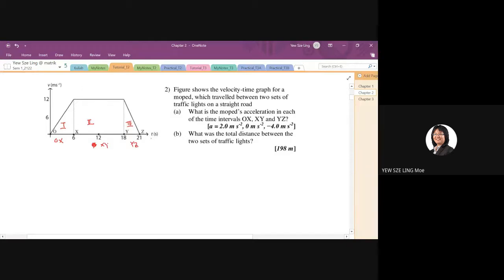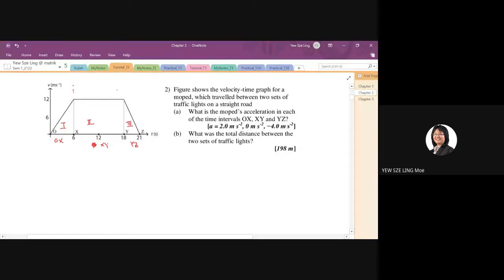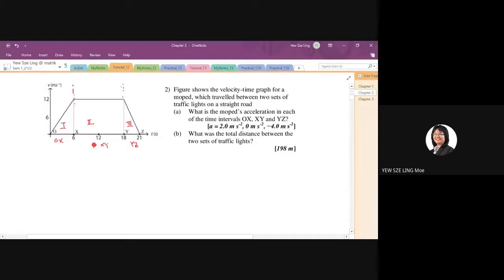Now, if the question didn't mention, how do I know when to split it? You look at the line: the moment the line changes its direction or its shape, then you need to split it into a separate zone. For instance, O until X is a straight line, and when it reaches point X, the graph changes its direction. This means it is another set of calculation. So when the shape of the graph has changed, it means it is a different zone. That is where you put a dotted line, to indicate that you are going to calculate them separately.